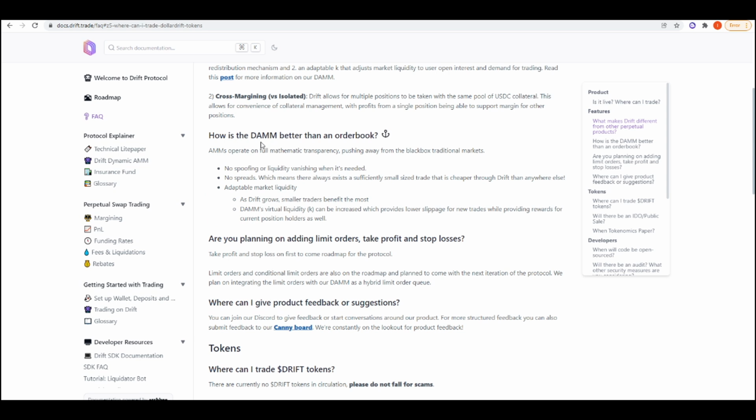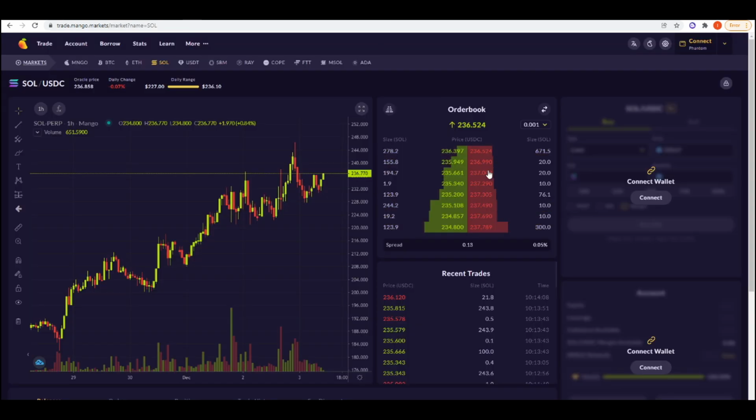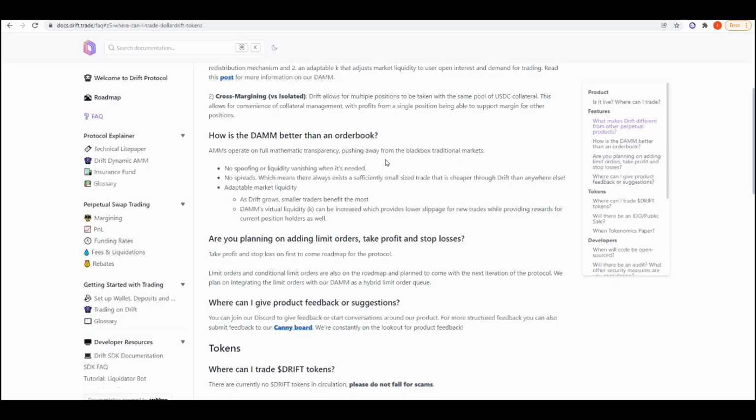How is the dynamic automatic market maker better than an order book? So an order book is where you place limit orders, and then it will show up in the order book. Like if you go here, this is what it's like. And Mango Markets uses an order book approach versus the DAMM approach that Drift uses.